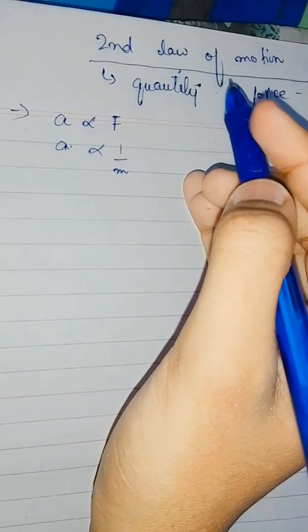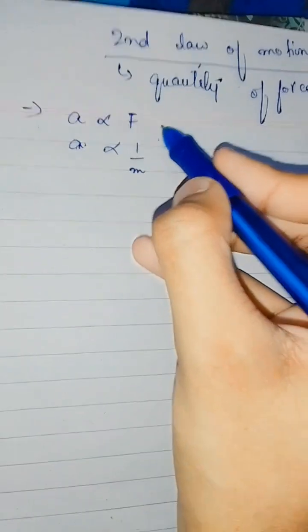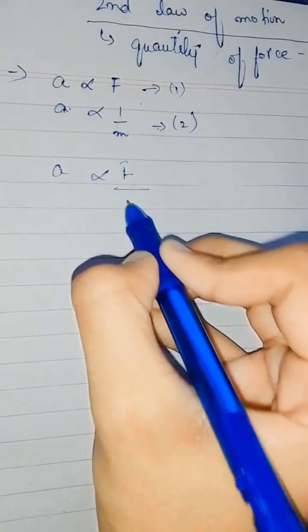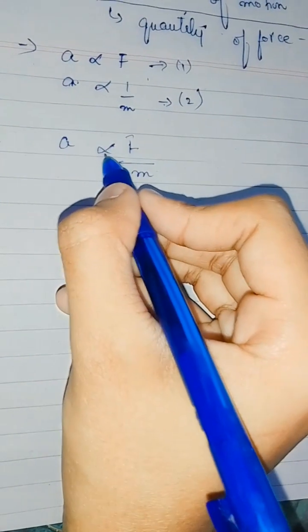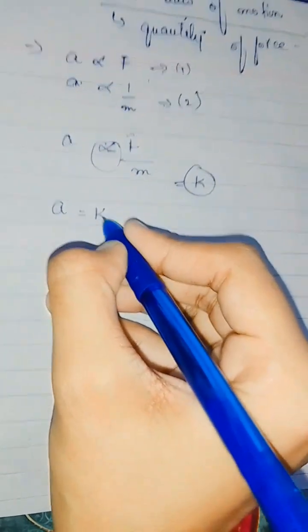What the second law of motion is saying is that acceleration is directly proportional to the force and inversely proportional to the mass. If we call this the first equation and this the second equation, when we combine both, acceleration is directly proportional to the force upon mass. When we remove the proportionality sign, we add a constant, k. So acceleration will be equal to kF upon m.